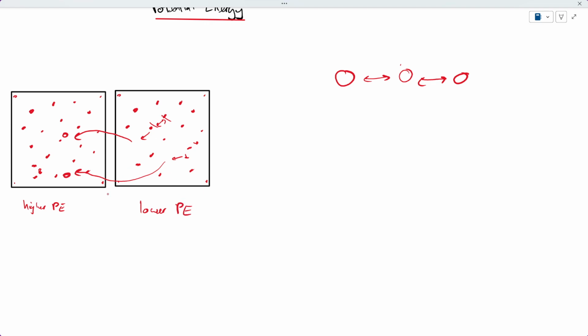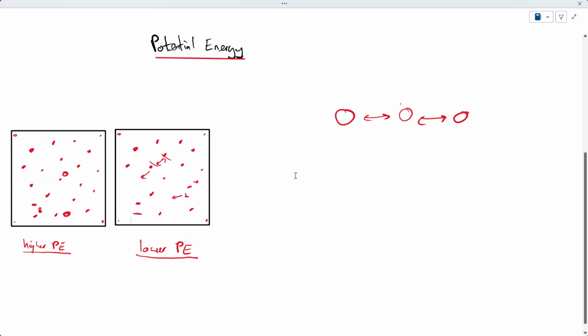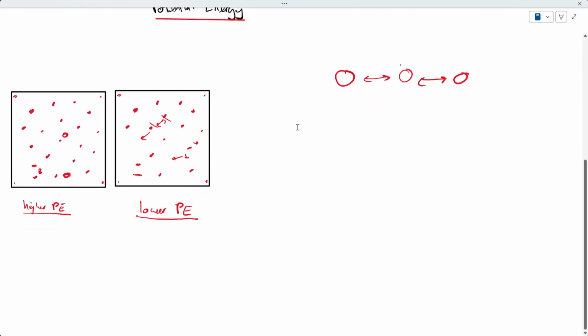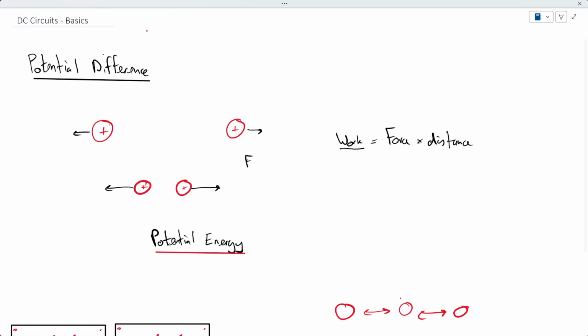So by moving charged particles from one of these to the other, I've created a difference in the amount of potential energy for each particle in the box, for each and every particle in the box, not just the ones that I've moved. Every single particle in here now has a higher potential energy than every single particle in the second box here. So with that in mind, what goes on inside a normal DC circuit to produce that difference in potential energy, and why or how does that lead to this phrase, potential difference?